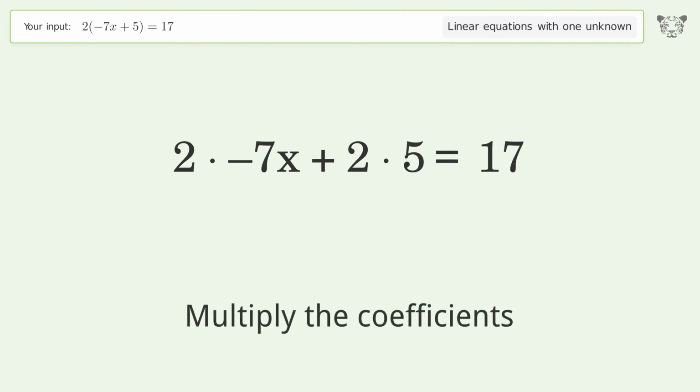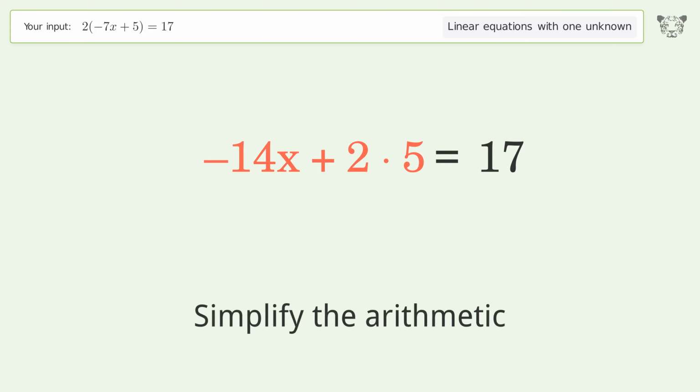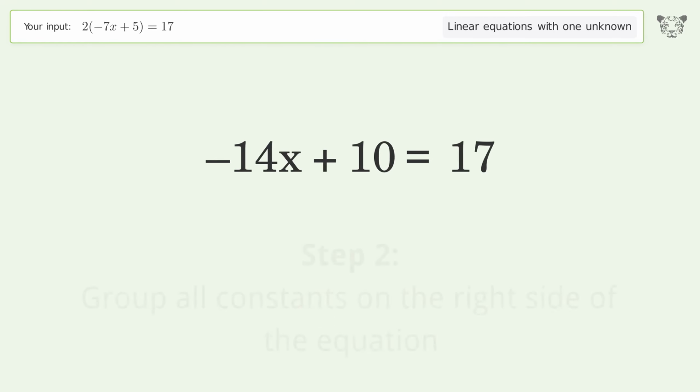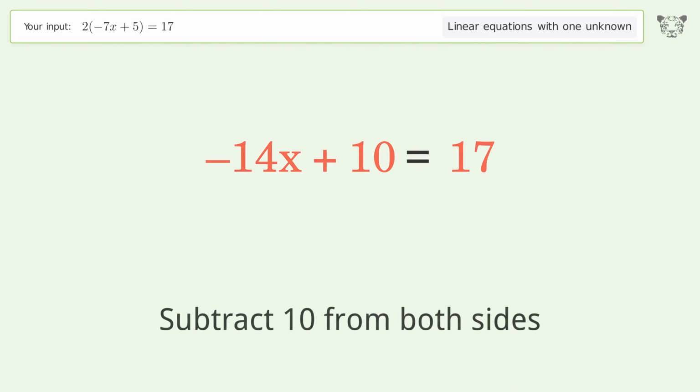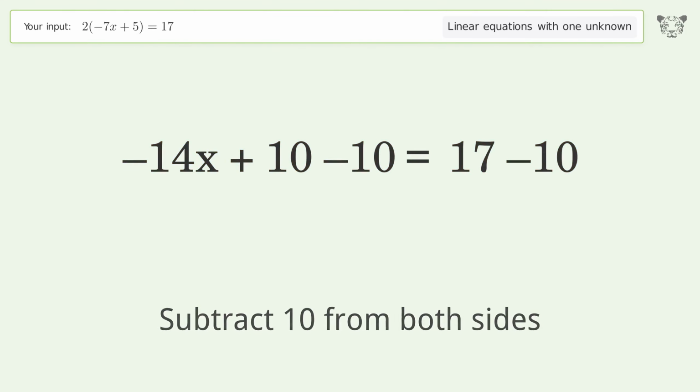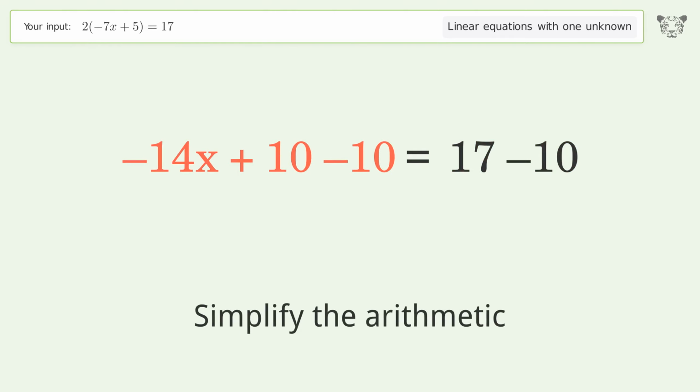Multiply the coefficients. Simplify the arithmetic. Group all constants on the right side of the equation. Subtract 10 from both sides. Simplify the arithmetic.